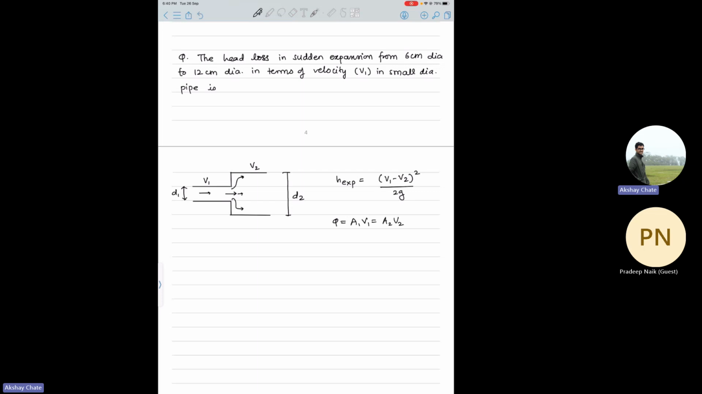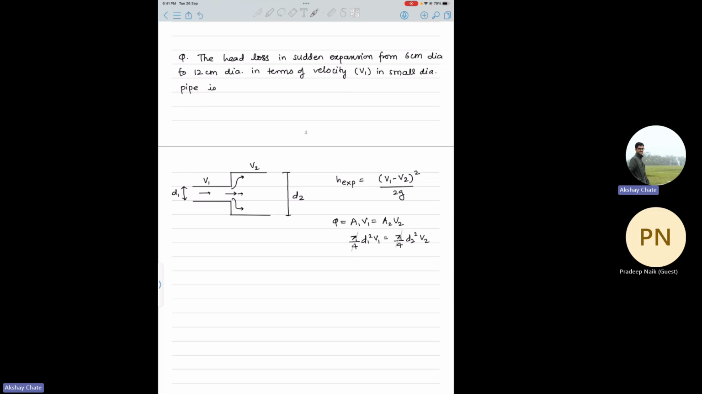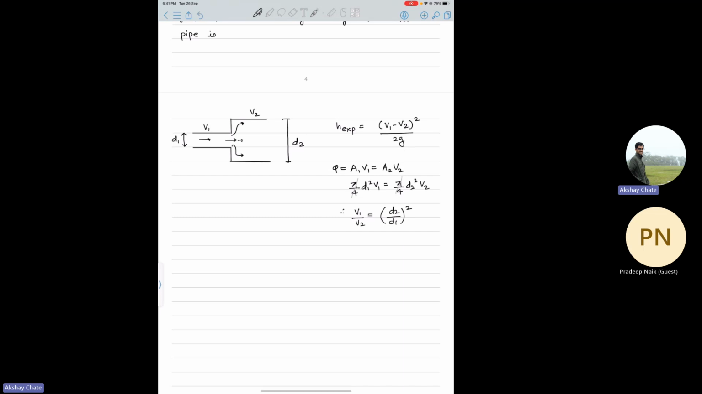So whatever mass is coming from the smaller pipe, the same mass is going out through the bigger pipe. So from here, A1 is pi by 4 D1 square V1 equals pi by 4 D2 square V2. Pi by 4 will get cancelled. And therefore V1 by V2 is nothing but D2 by D1 whole square. Actually, there is one very nice subjective question also on this. We will take it after this question.